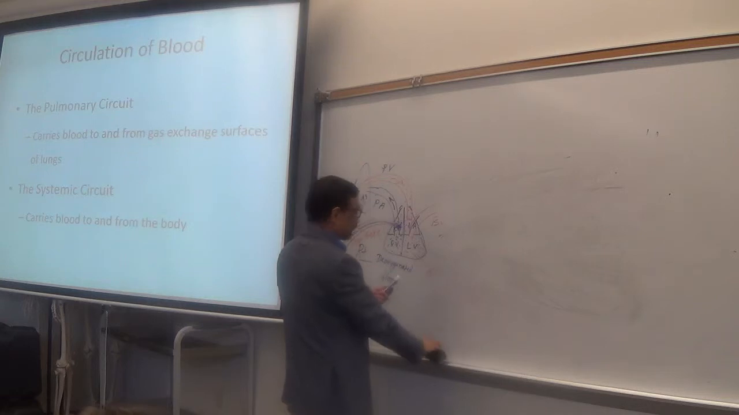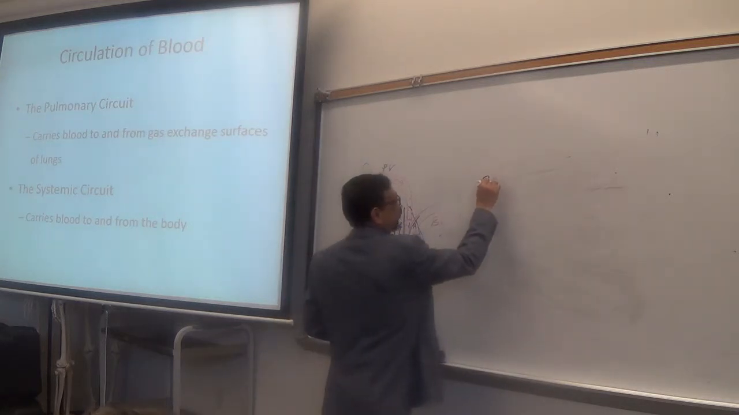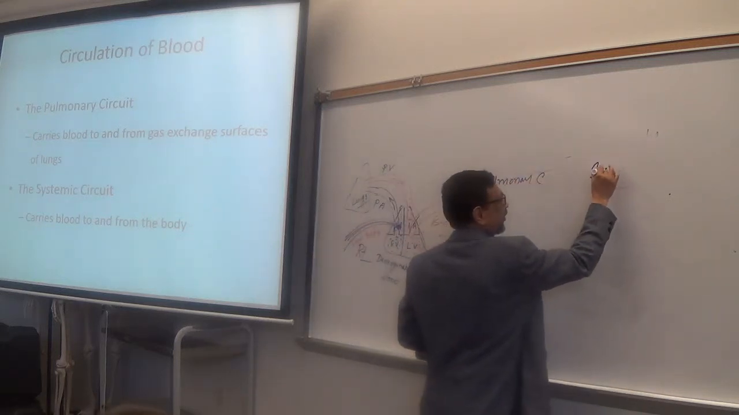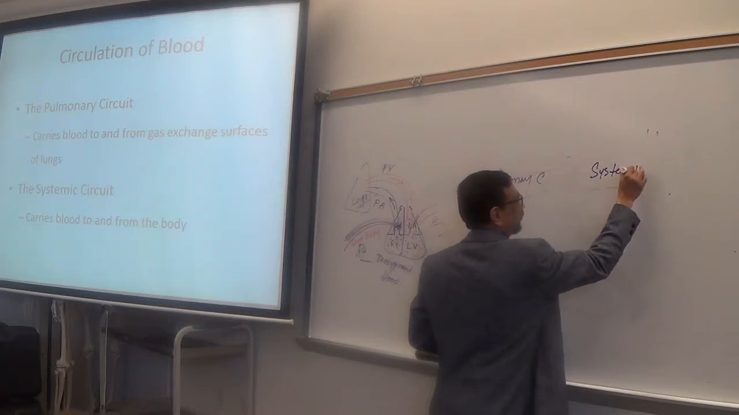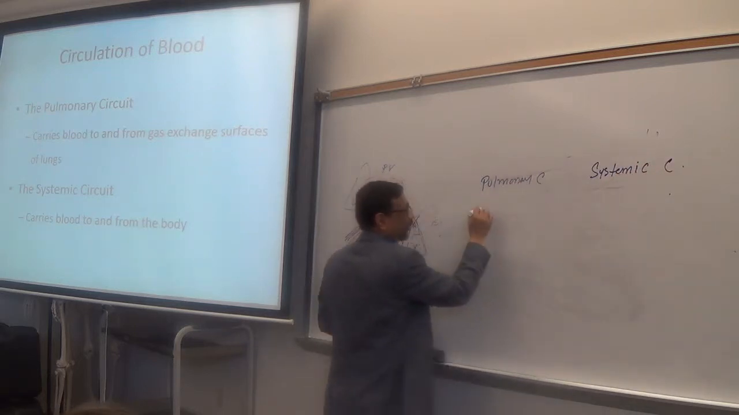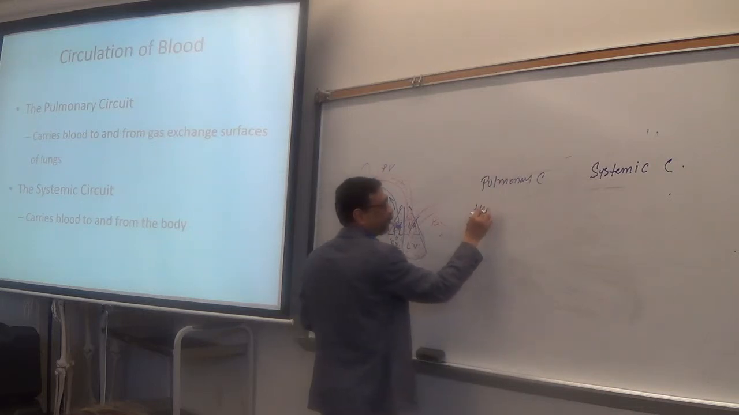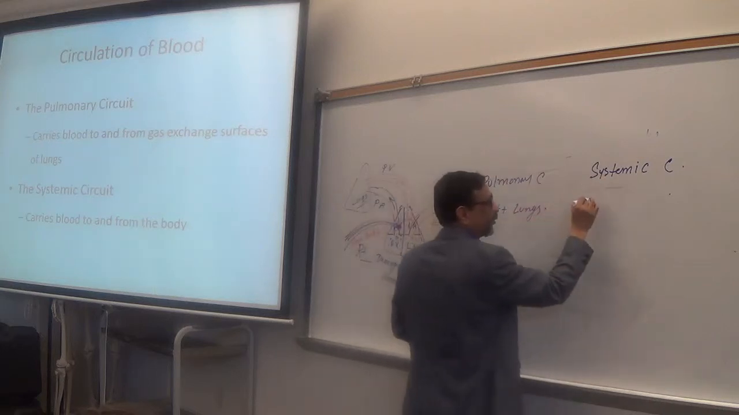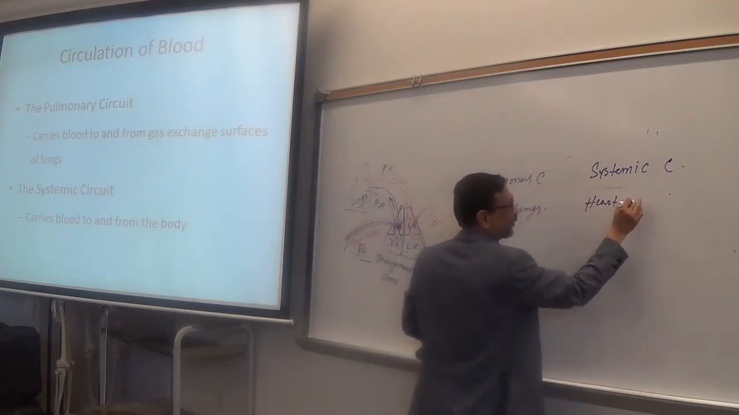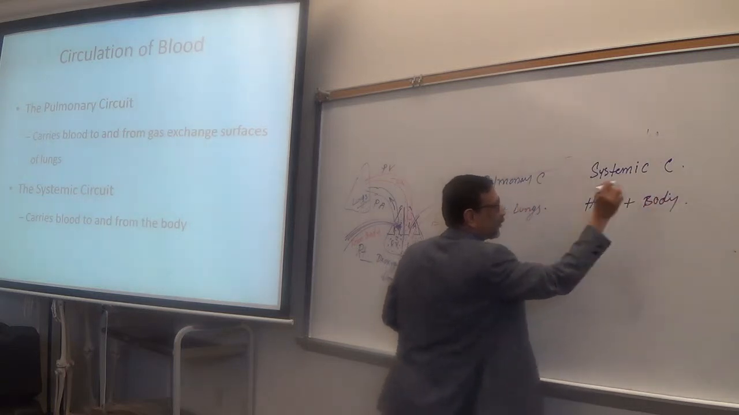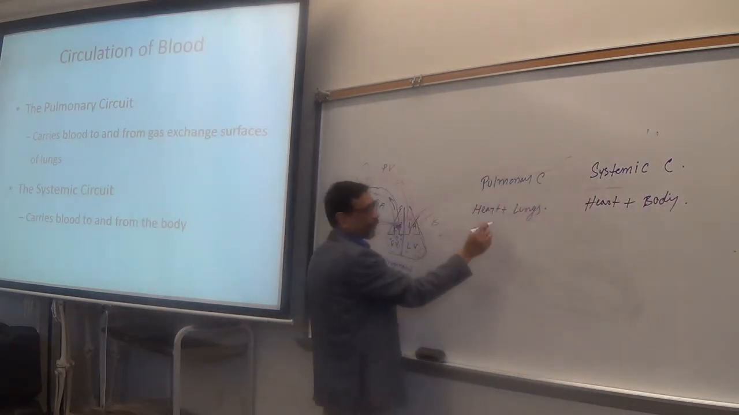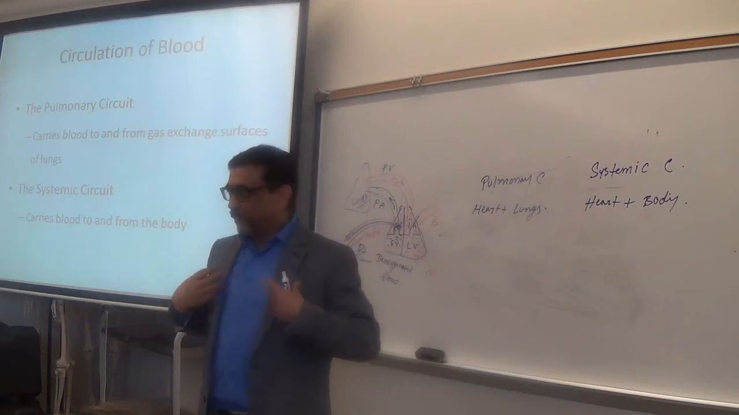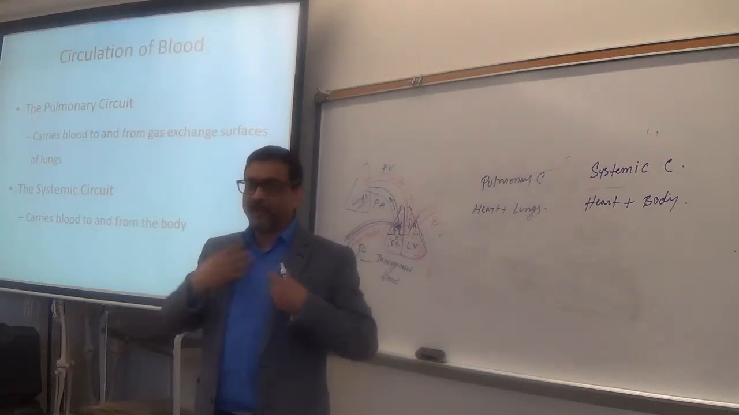So now, if I ask you, tell me a few differences between pulmonary and systemic circulation. I'll say this is pulmonary, this is systemic. Pulmonary is between the heart and lungs. Systemic is between the heart and body. Pulmonary, very simple. The heart sends the blood to the lungs in pulmonary, right? And in systemic, the heart sends blood to the body.